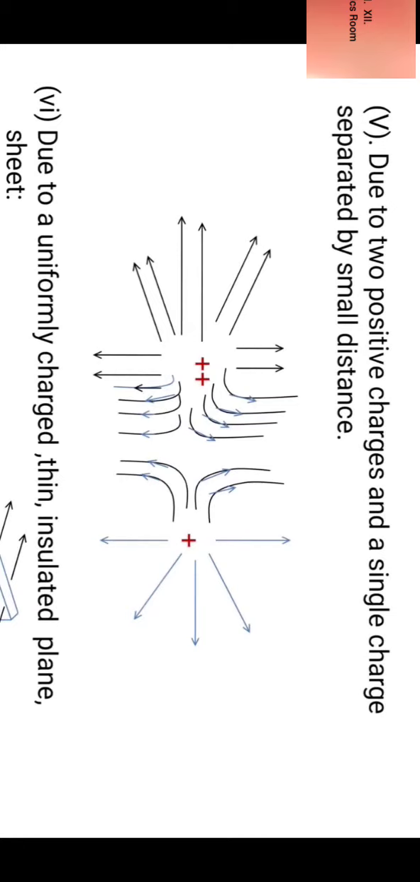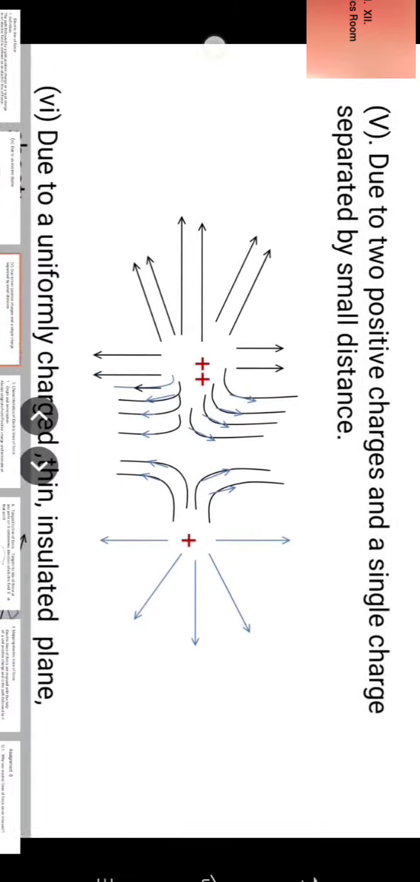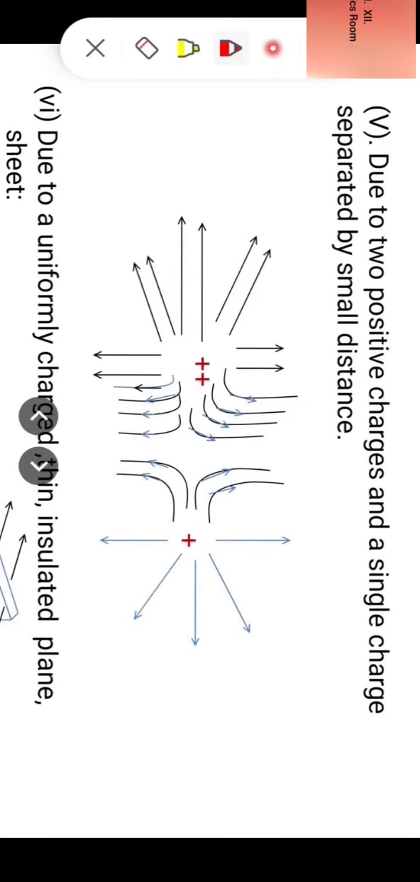Next, electric lines of force due to two positive charges and a single charge separated by small distance are as shown. These are two positive point electric charges. This is single point electric charge. So the lines of force, you can carefully look at number of lines of force due to two positive charges and due to single charge. The lines of force are almost double than that due to single isolated positive point electric charge. So it means number of lines of force depends upon magnitude of the charge.